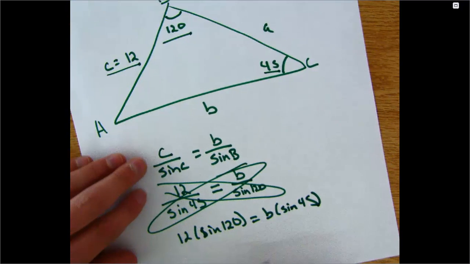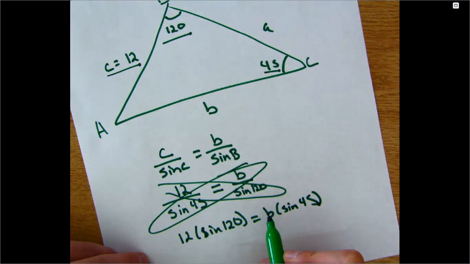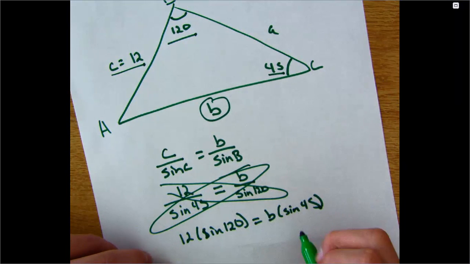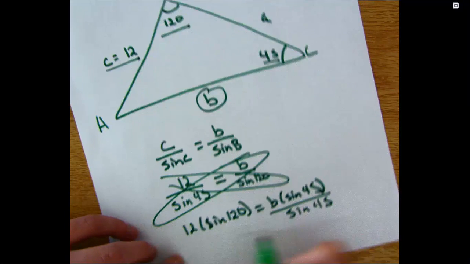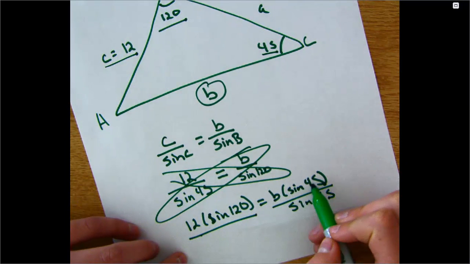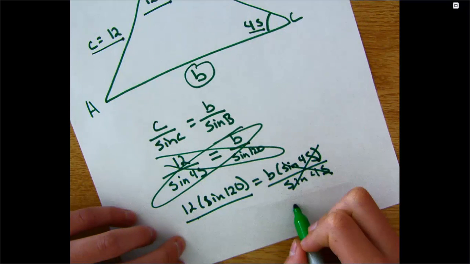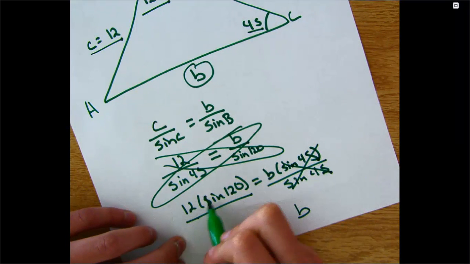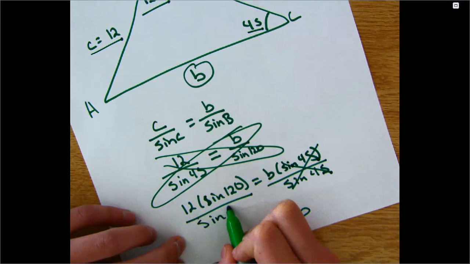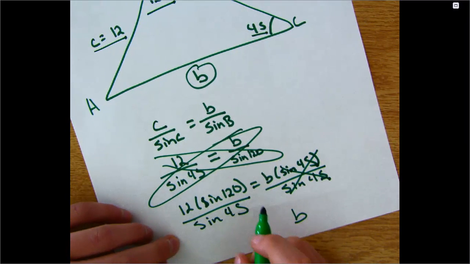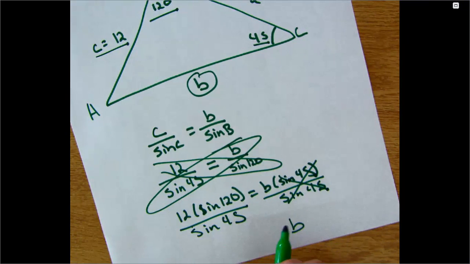And now you want to get b alone, because that's what you're trying to solve for. So you divide by sine 45, and that'll get b alone. And then these will cross off and cancel. And then you divide 12 times sine 120 by sine 45. Then you take out your calculator and solve.